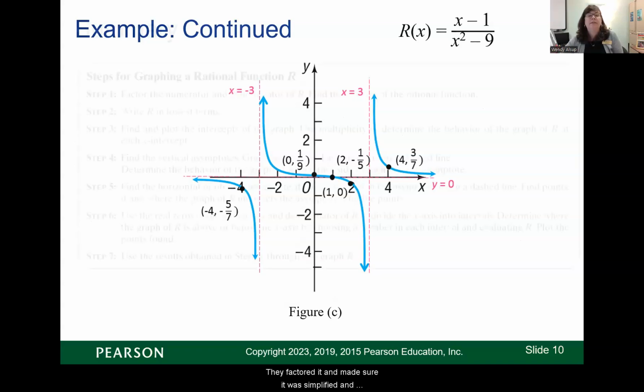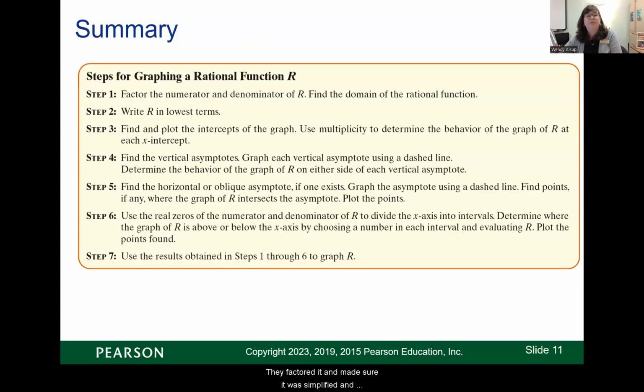Okay. So what did they do? They factored it and made sure it was simplified and found the domain. Then they plotted the intercepts, used multiplicity to determine the behavior of the graph at those intercepts. I forgot to talk about that, but all of our intercepts were single multiplicity. That's why it crossed there, didn't just touch. Found vertical asymptotes, found horizontal or oblique asymptotes, and zeros.